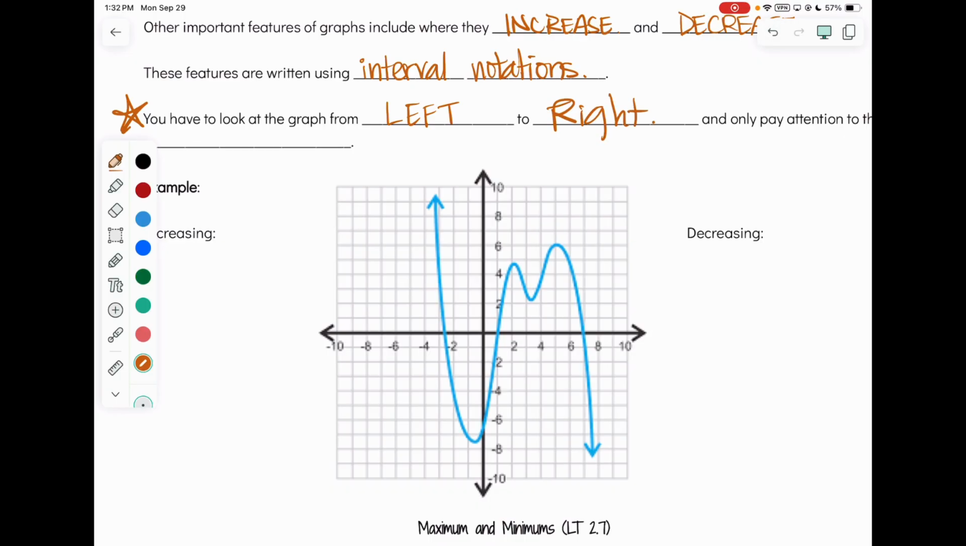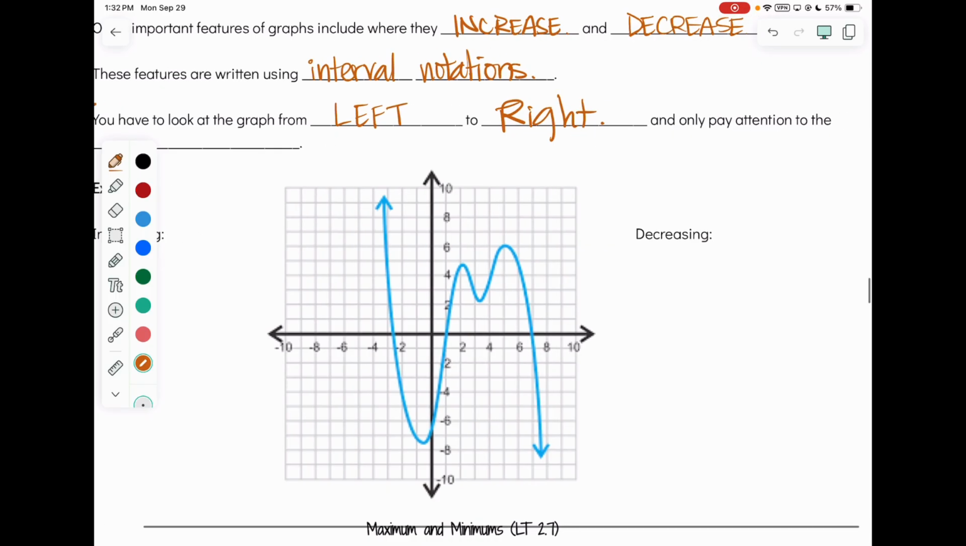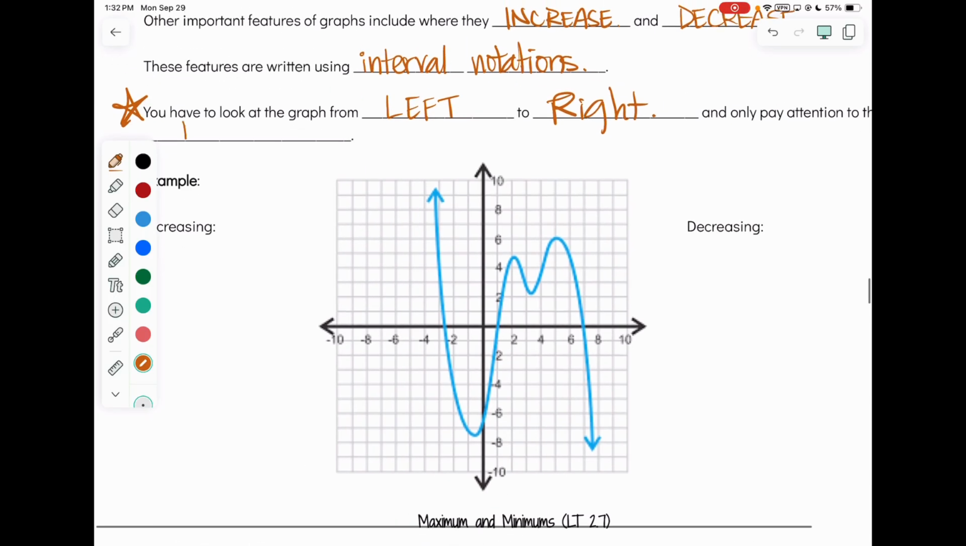But here's the confusing part: you only pay attention to the range. I hate this part so bad. You tell me, am I moving up or down? I'm going to move left to right, but you tell me if I'm moving up or down by looking at the range. Does that make sense?